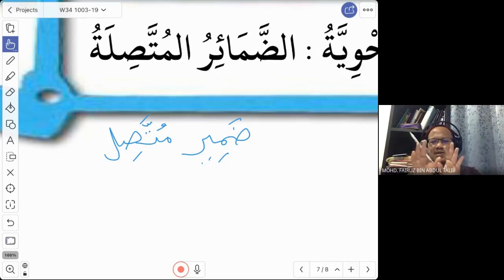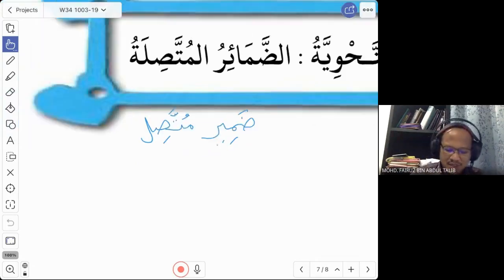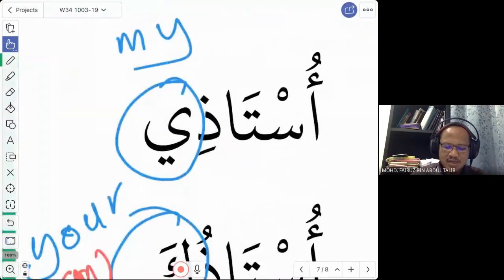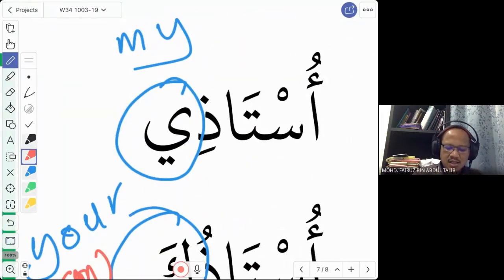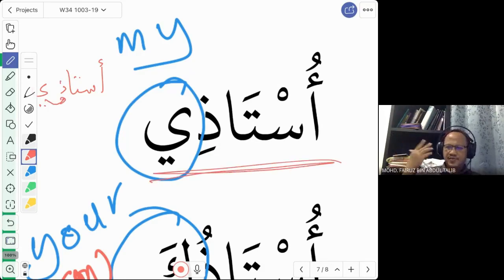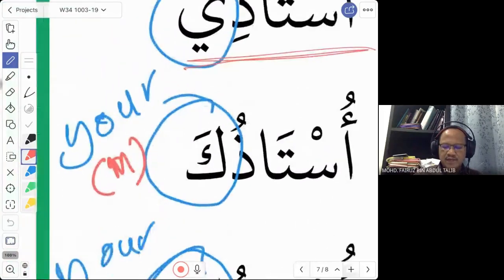Just now the domir were separated, but this time you have to combine. You have to combine the domir together with the word. So this is the example. If you want to say my ustaz, you don't write the word ustaz and then a space, then put ya. No, you have to combine this together with the word ustaz, so it looks as if it is one word. But of course, now you know it is not actually one word. We have two words here, ustaz and my. So my teacher.